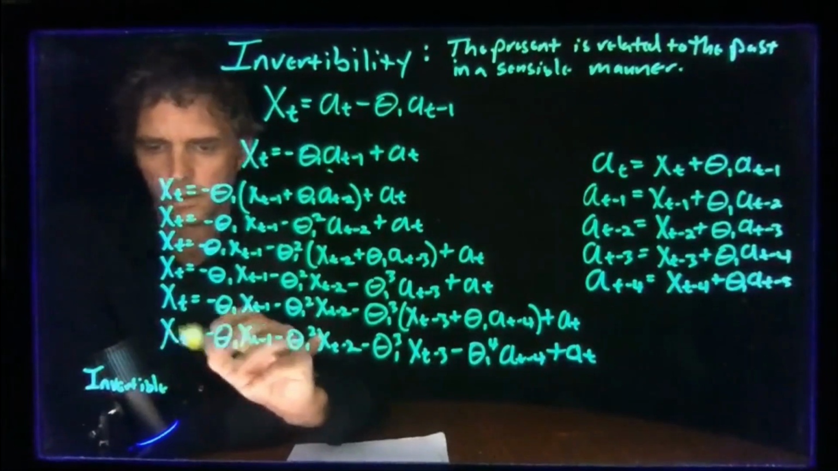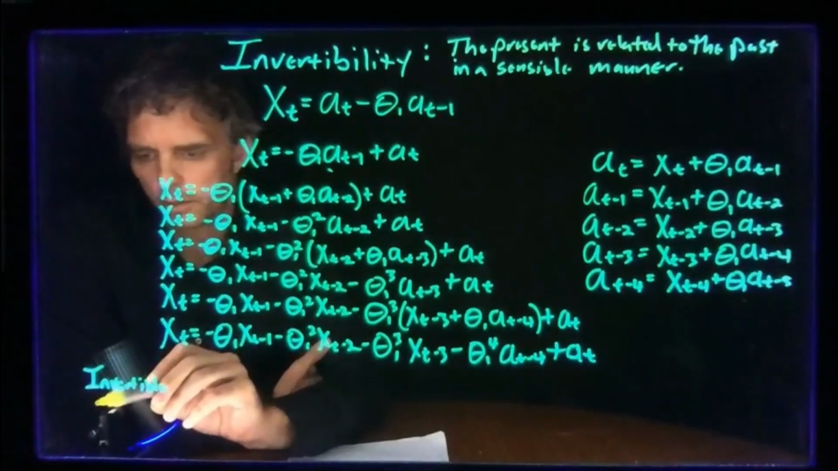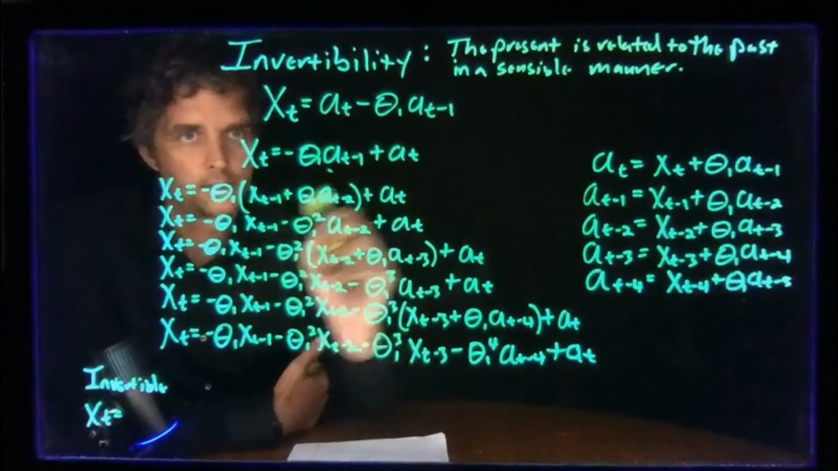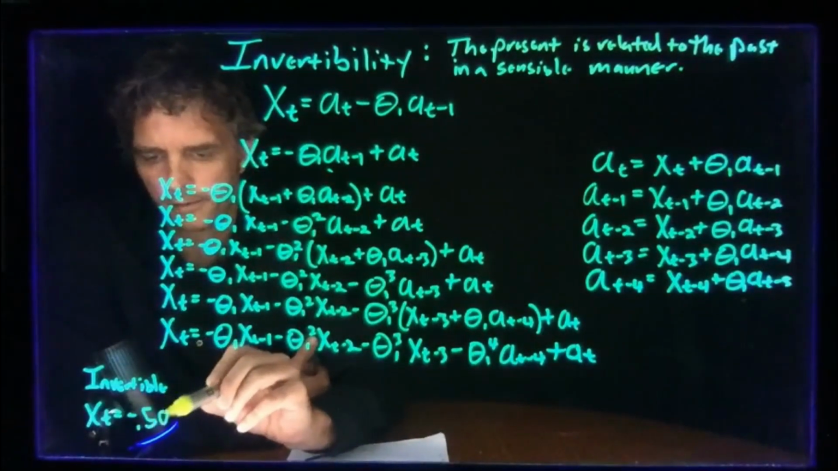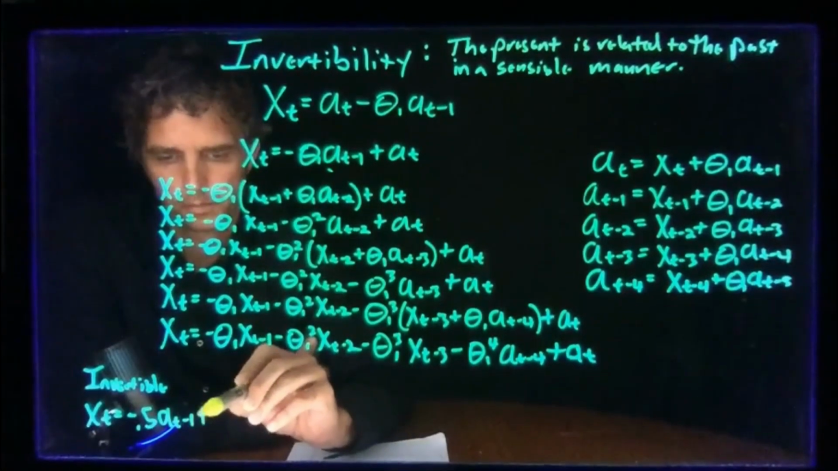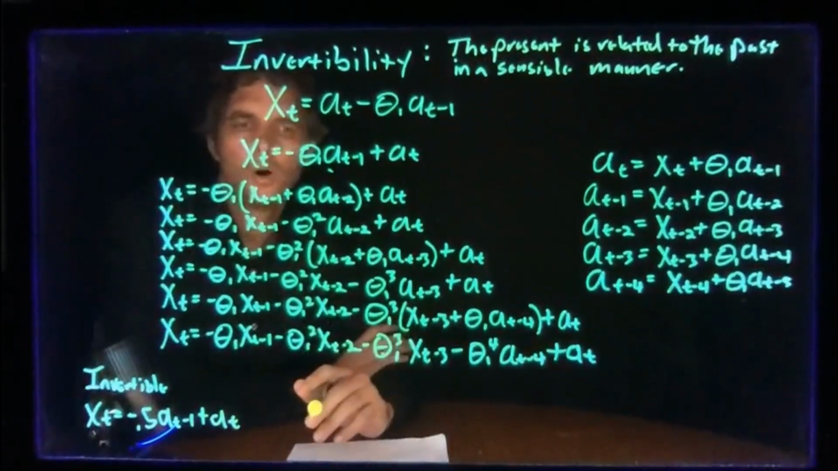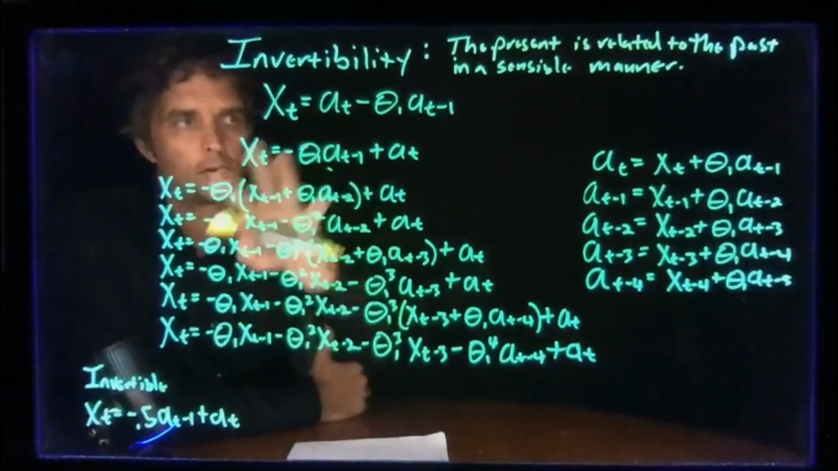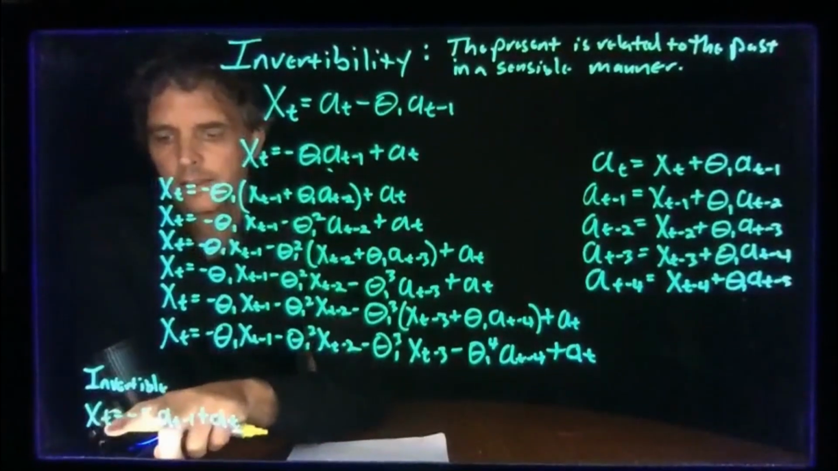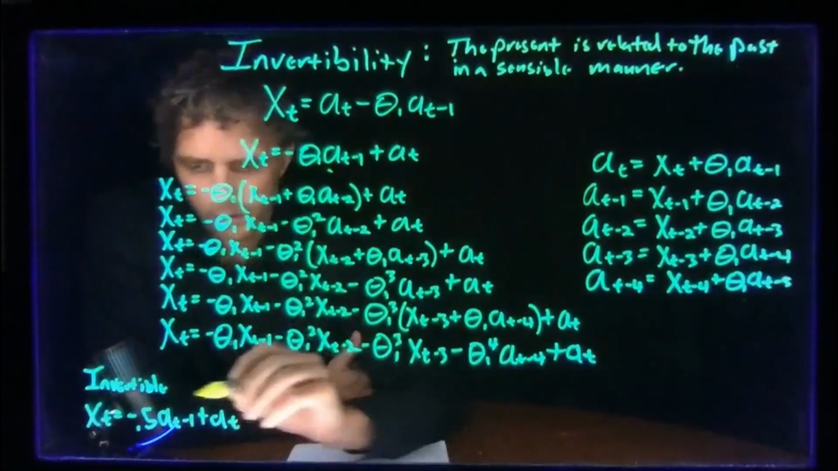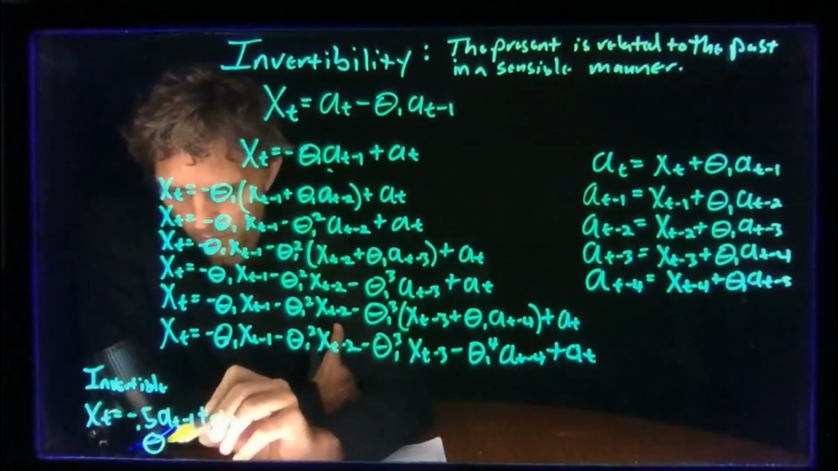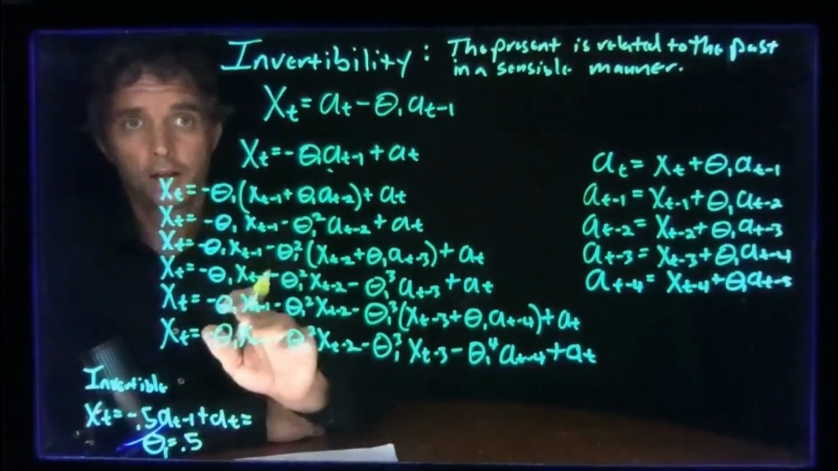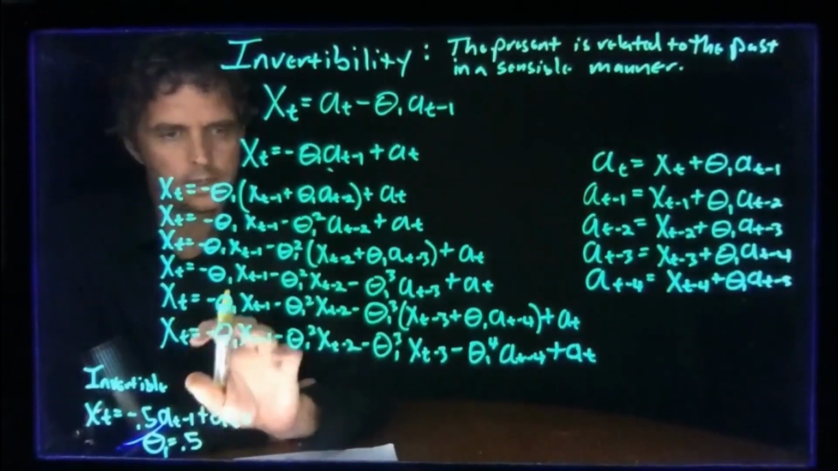Invertible model. Let's say we had, just as an example, X_t equals negative 0.5 a_{t-1} plus a_t. And what will that do? When we have an MA(1), recall that theta_1 equals 0.5. So when we plug 0.5 in, we'll see that X_t equals this expression.